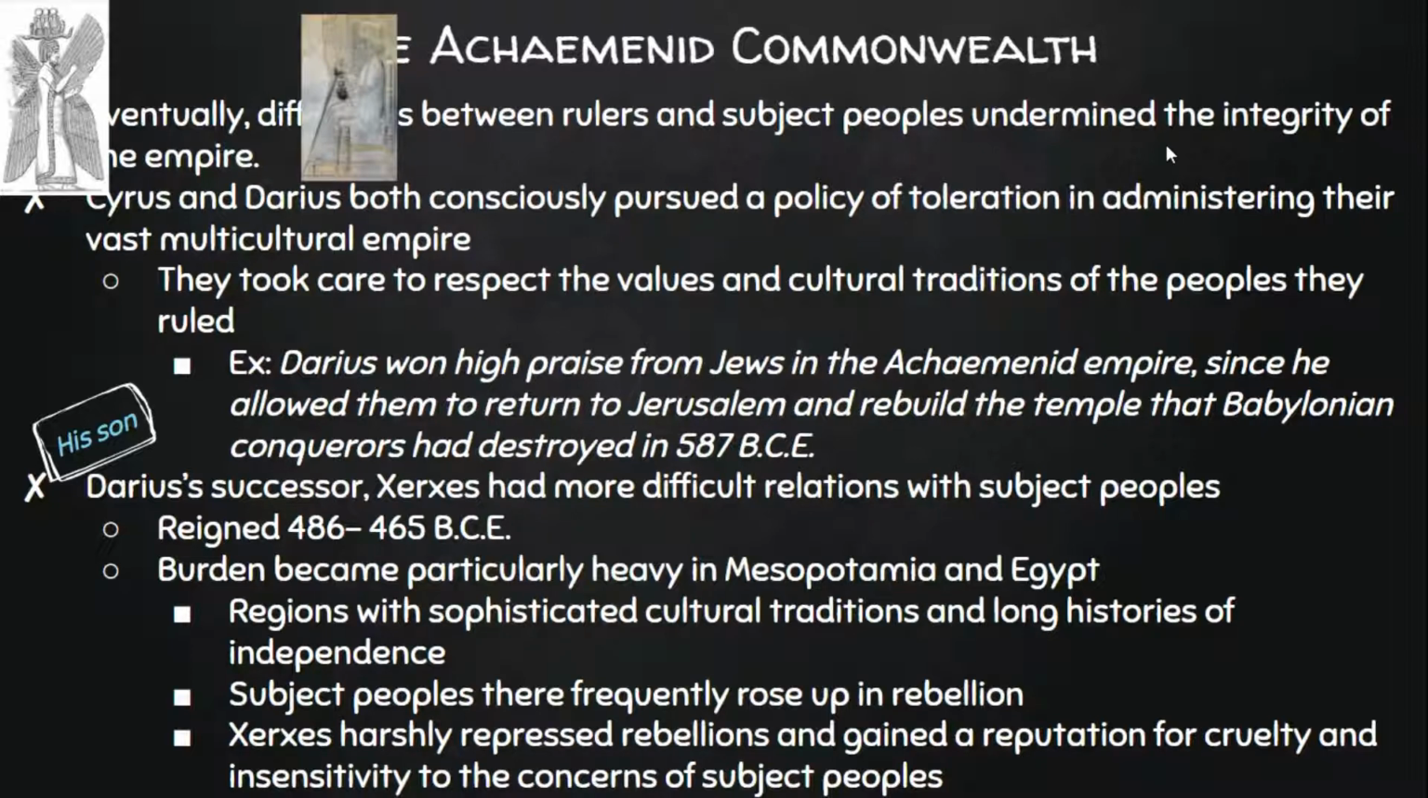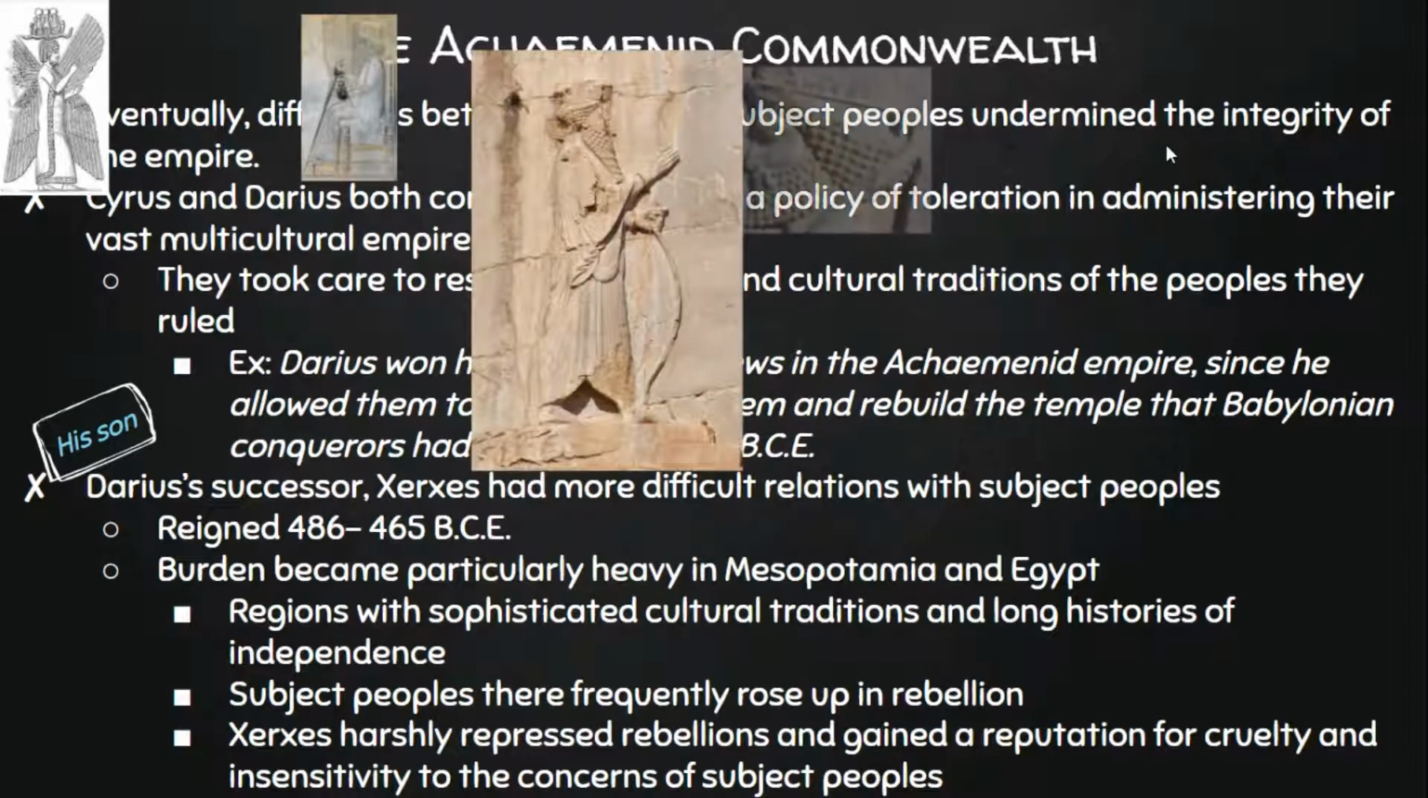Darius's successor, however, his son, Xerxes, pictured right here, or a little bit more detailed right there, had a more difficult relation with his subject peoples. He started to rule right after his father died, from 486 to 465 BCE, and he essentially saw a lot of burden from Mesopotamia and Egypt. The reason being is that these regions were incredibly sophisticated. They had pretty rich cultural traditions and long histories of independence.